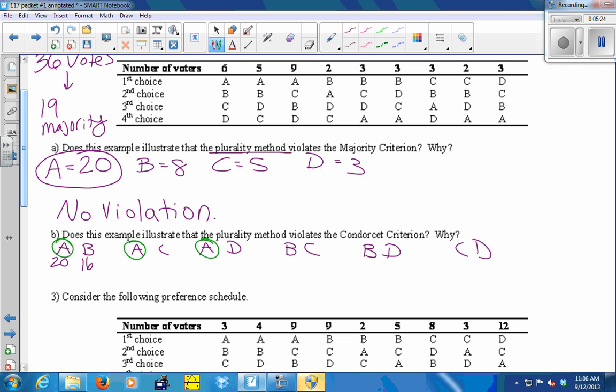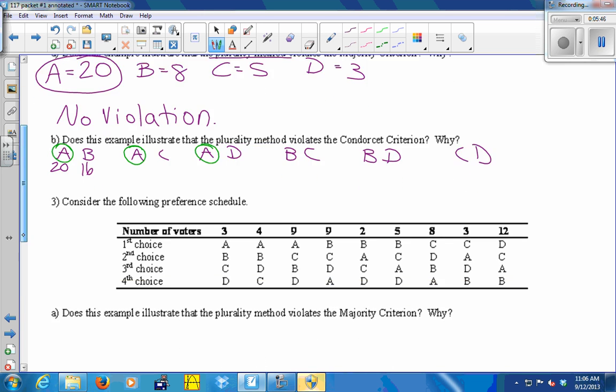And candidate A won, right, using the plurality method up here. Candidate A wins, and they're a Condorcet candidate. So have we violated the Condorcet criterion? No, that's exactly what the criterion says should happen. A is undefeated, they should win. They did win, so everybody's happy. So no violations here.